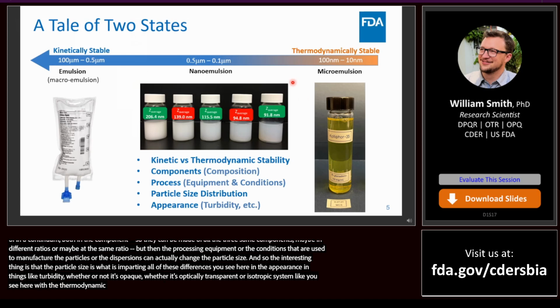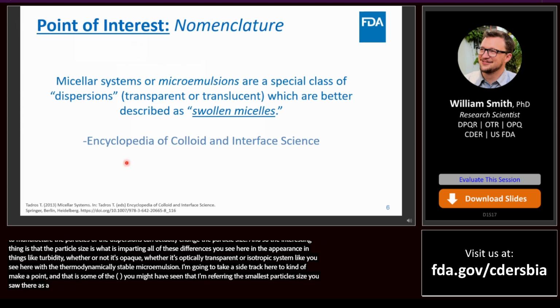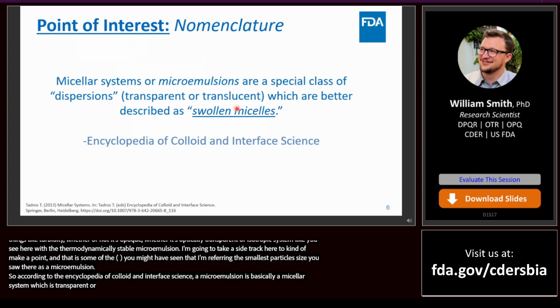So I'm going to take just a slight sidetrack here to kind of make a point. And that is, some of the keen eye amongst you might have seen that I'm referring to the smallest particle size you saw there as a microemulsion. So according to the Encyclopedia of Colloid and Interface Science, a microemulsion is basically a micellar system which is transparent or translucent, so optically isotropic, and can be described as a swollen micelle.